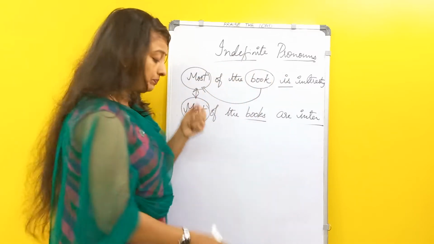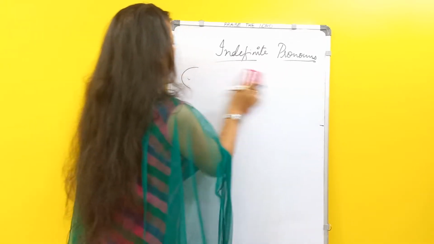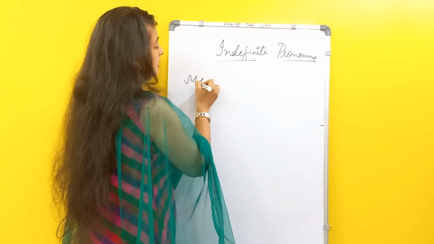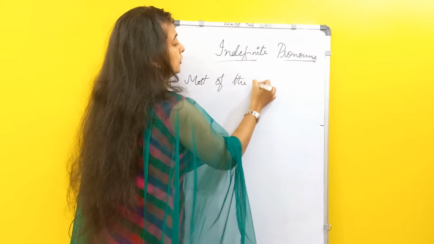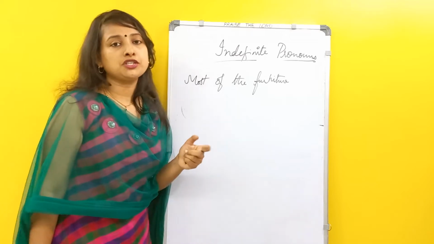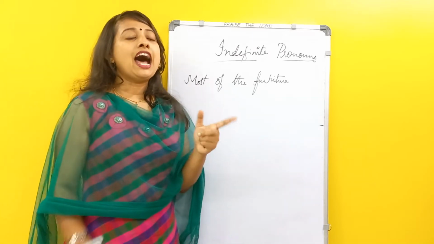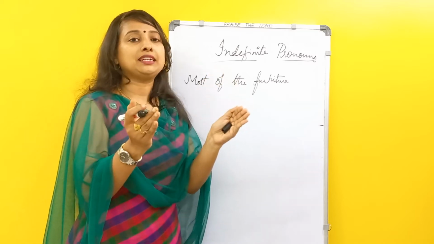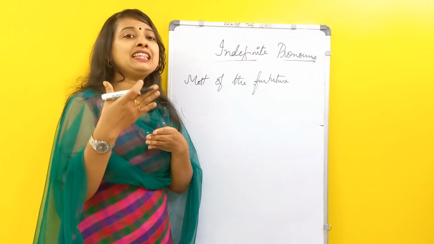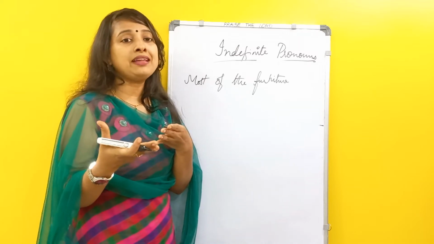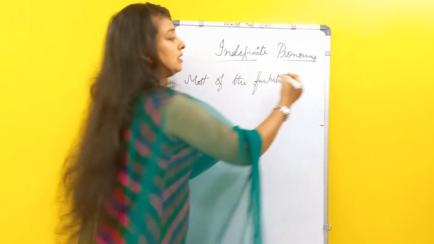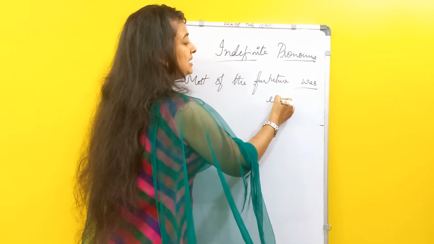Suppose, if it is uncountable nouns which we are talking about, like most of the furniture, most of the furniture. So we know uncountable nouns will be taken as one unit. Uncountable nouns cannot be counted. They will be taken as one unit. So when we are taking them as one unit, then what will happen? They have to be treated as singular only. So most of the furniture was, you will be using, was expensive.